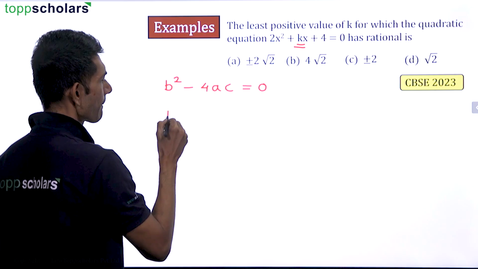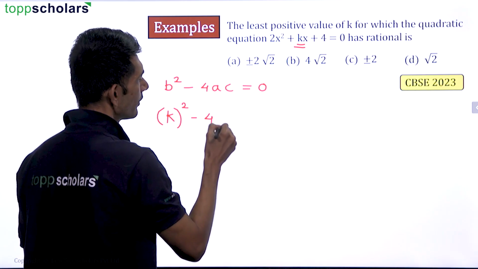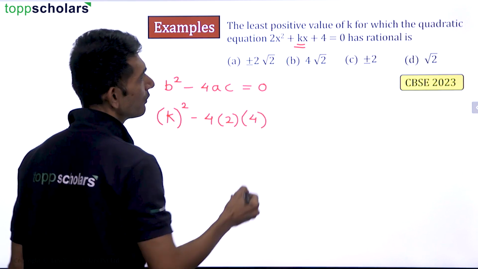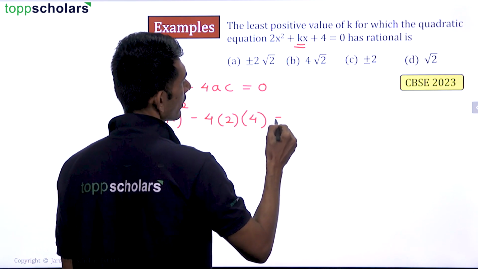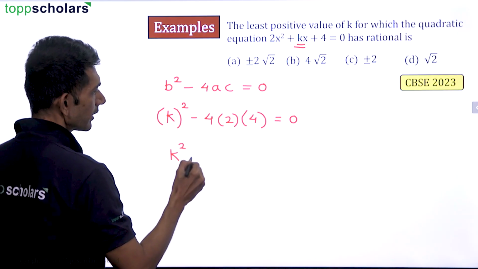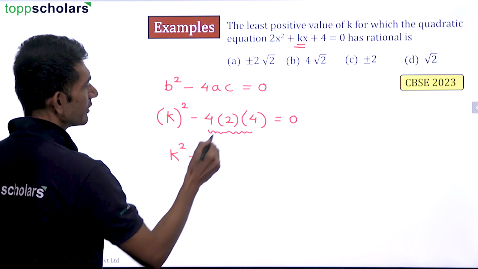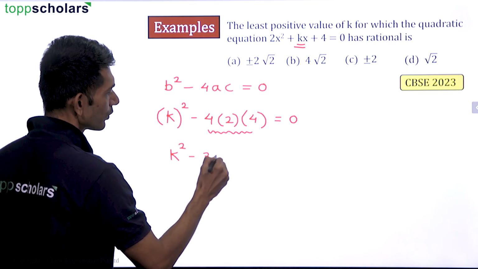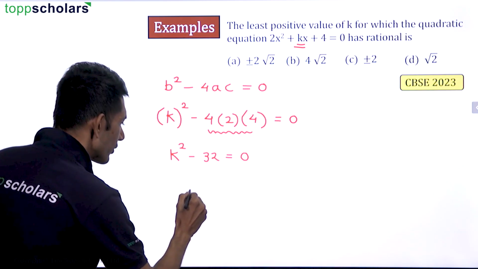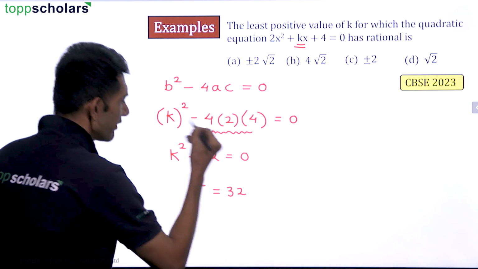b square minus 4 into a into c, 4 into 2 into 4 is equal to 0. So this becomes k square minus 4 into 4 is 16, 16 into 2 is 32, is equal to 0. If k square minus 32 is equal to 0, can I say k square is equal to 32?